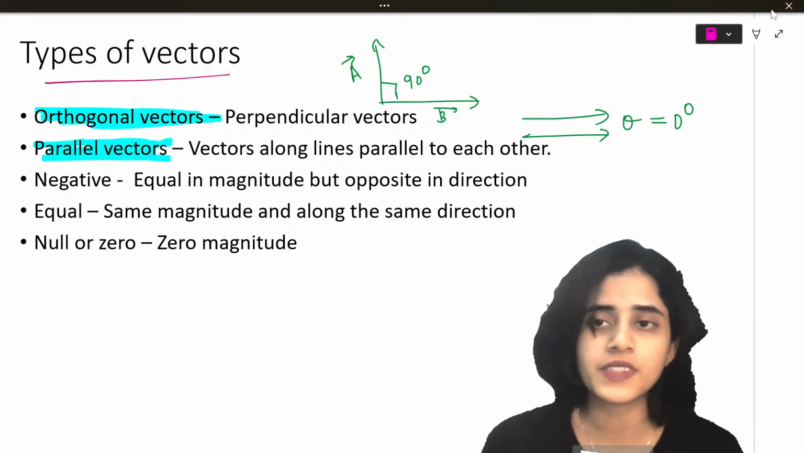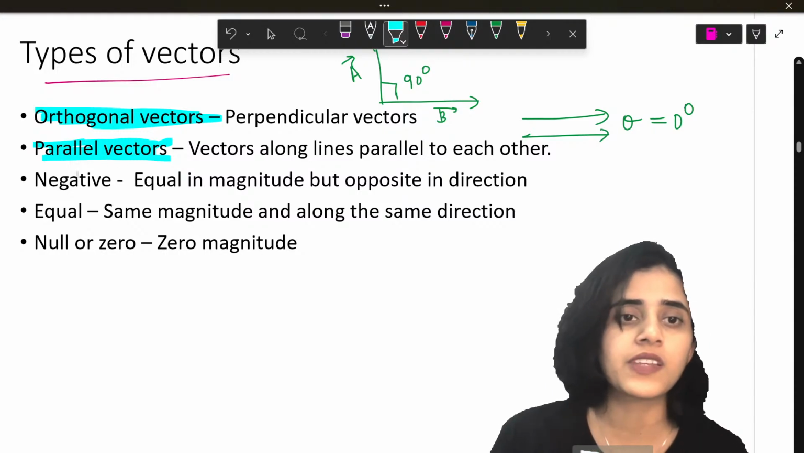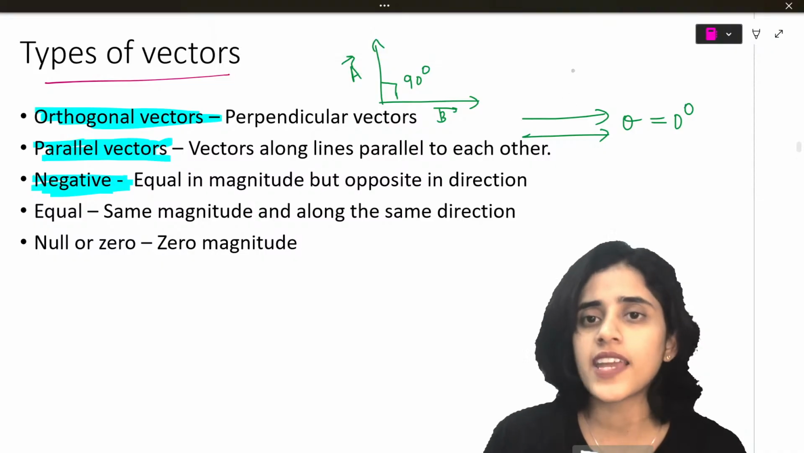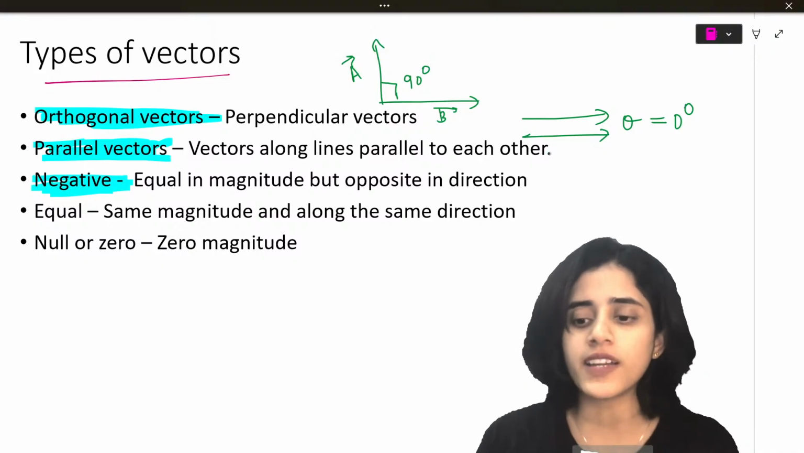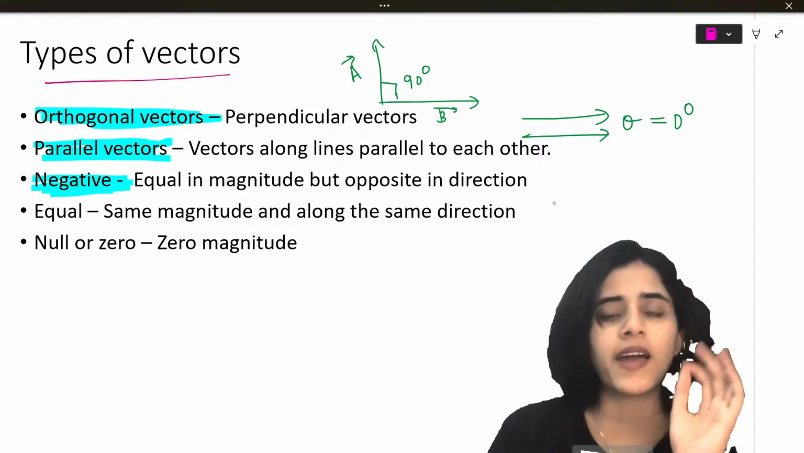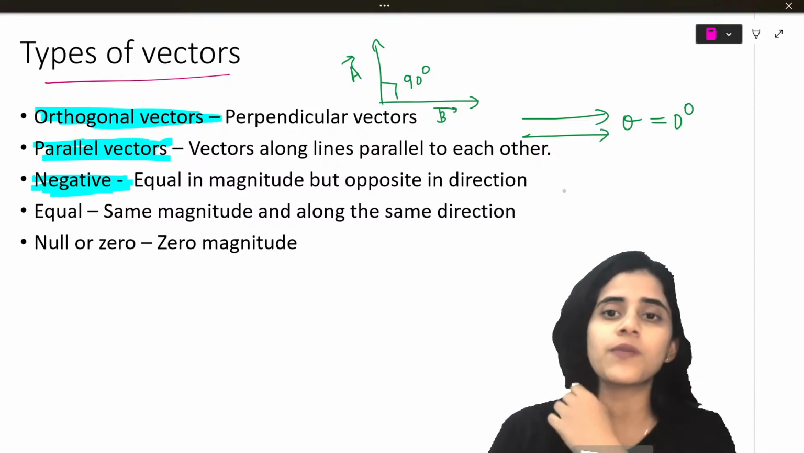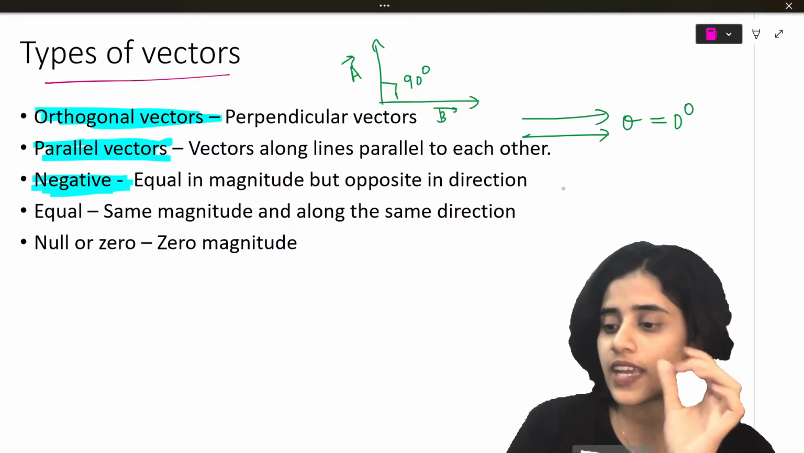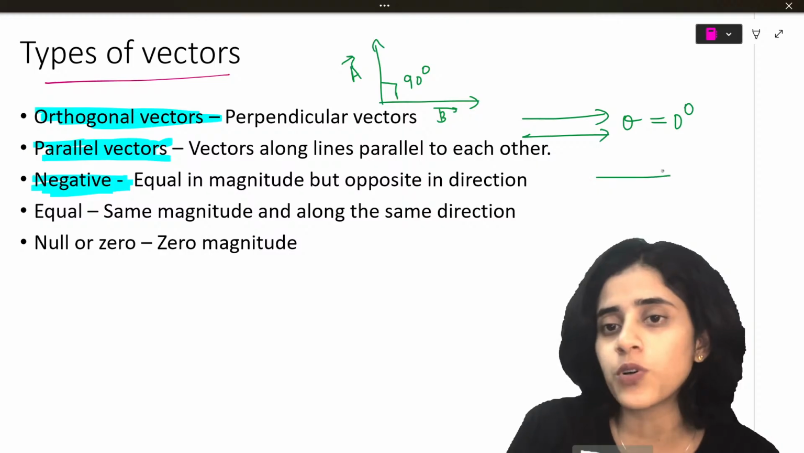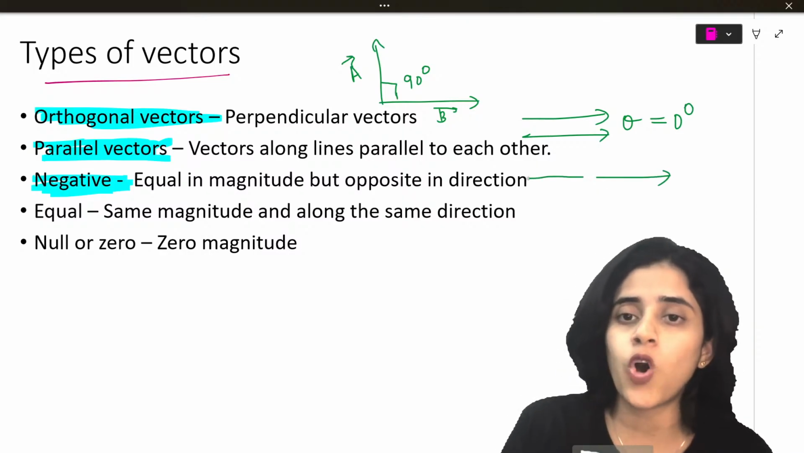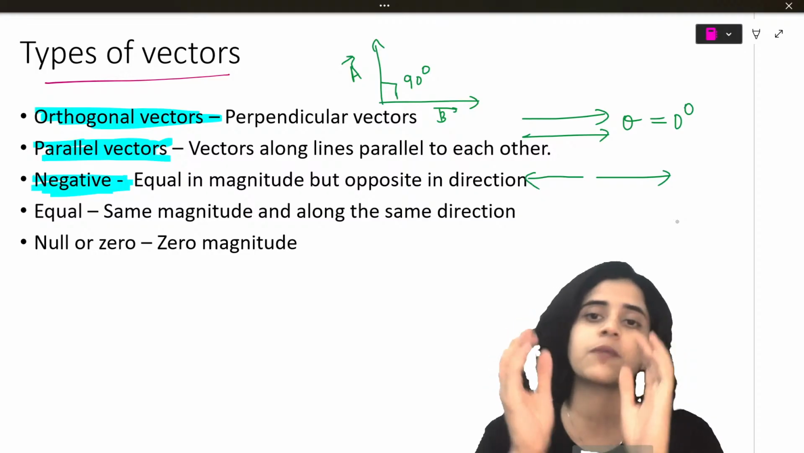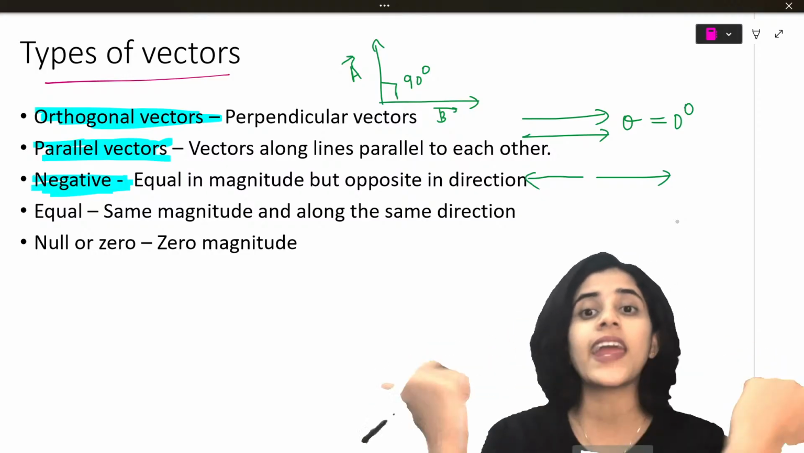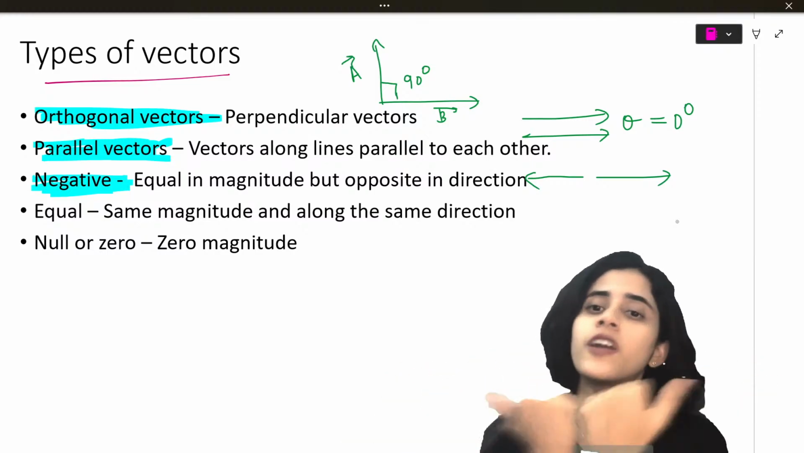What is the next kind of vector? It's called negative vectors. What are negative vectors? Negative vectors are when you have two vectors that are equal in magnitude but opposite in direction. So how will you represent magnitude using an arrow? If you say equal in magnitude, you should put the same size arrows. But opposite in direction means it should be represented like this. Same length but the arrow heads should be pointing towards two different directions.